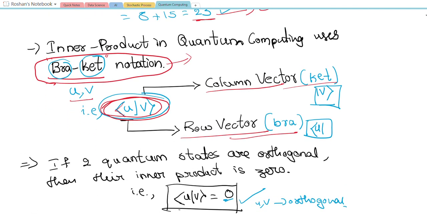Next, if two quantum states are orthogonal, then their inner product is 0. That means first we need to find the inner product of two vectors. Let's say we have vector u comma vector v. I said in quantum we need to represent it in bracket notation to find the inner product. So if the inner product of two vectors is 0, then it is orthogonal. That means the quantum state is orthogonal.